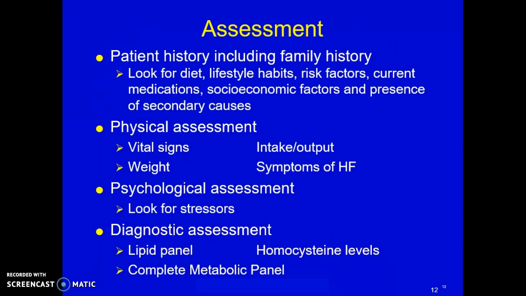So how do we assess these patients? Of course, we get a big family history. We're looking again for those key risk factors like diet, lifestyle habits, genetic factors, what meds have they been on, what socioeconomic factors, and looking at whether there are any secondary causes that could be coming from the previous slide.